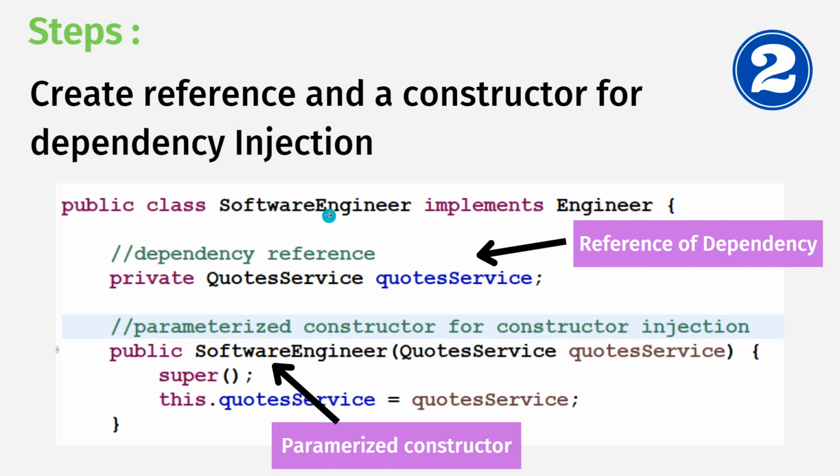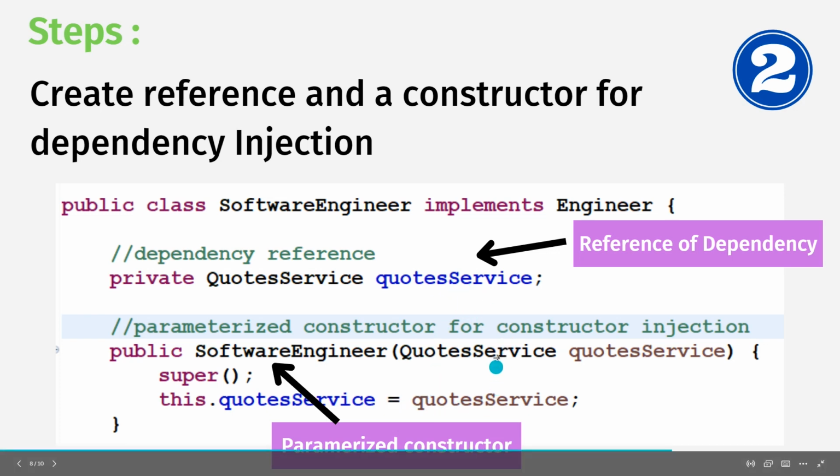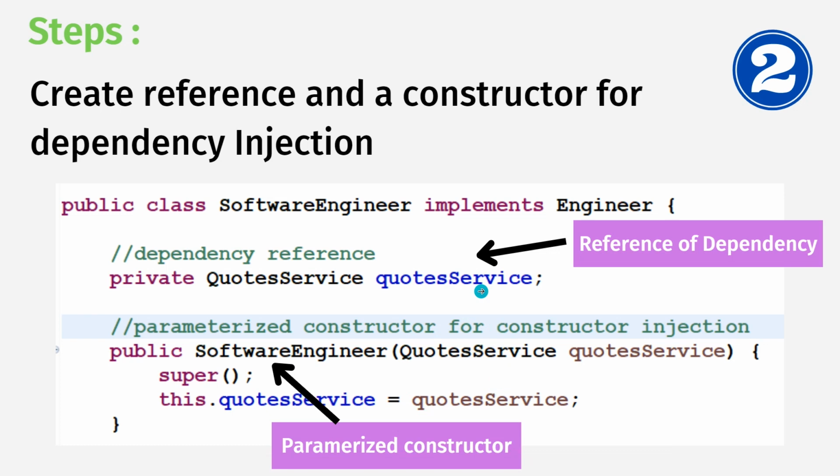So we have this software engineer, so that's why we have created a constructor, and this is a parameterized constructor. It will take an argument, and that argument will be the same as this dependency interface. Okay, so our dependency interface was what? Quote service. So that will be there as an argument. Whatever gets passed, this object will get initialized with that. So that is a high-level flow of what will happen here.